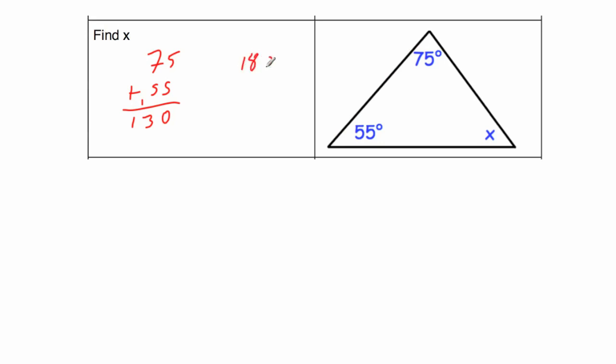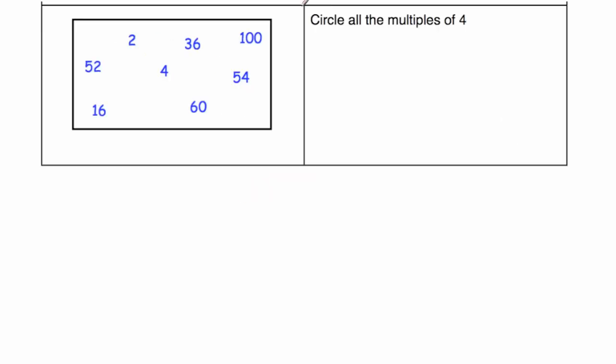So if we take those away from 180, we will see what's left. So 0 take away 0 is 0. 8 take away 3 is 5. And then 1 take away 1 is 0. So the answer would be 50 degrees. So this angle is equal to 50 degrees. Okay, and our last question.